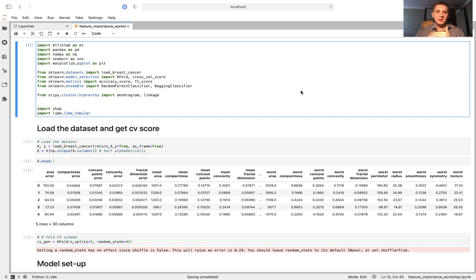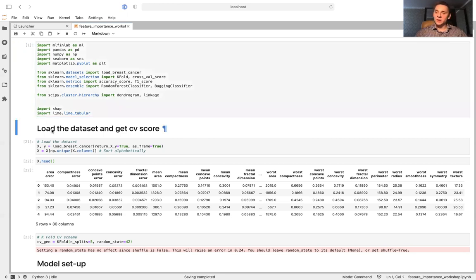As you can see here, we'll use quite well-known imports and libraries in data science, like sklearn, pandas, numpy. Here we use the Shapley SHAP package for Shapley value feature importance. We use the LIME package for LIME feature importance, and of course we'll use MLFinLab. So let's start our workshop.